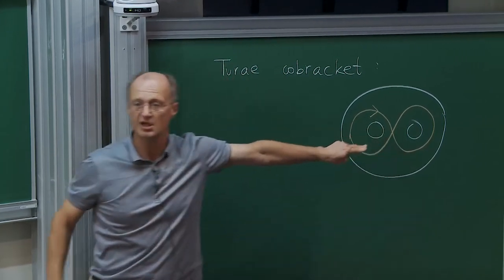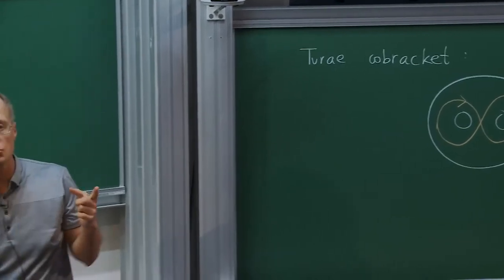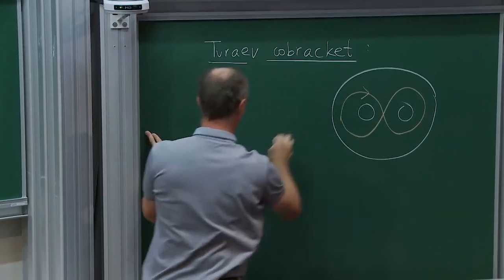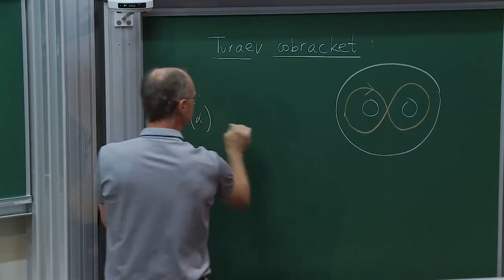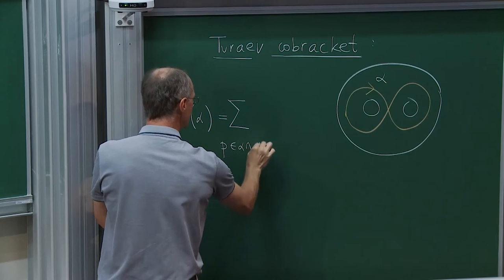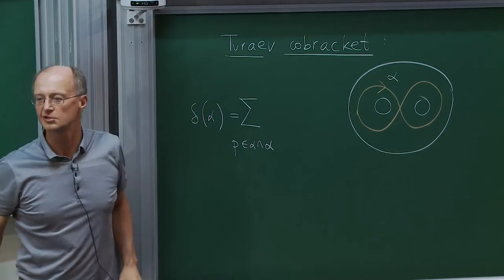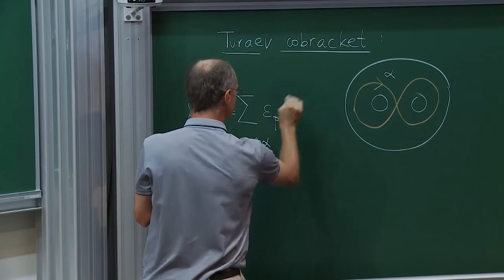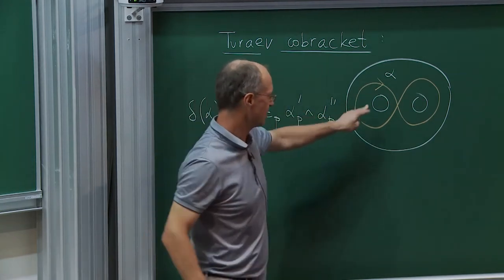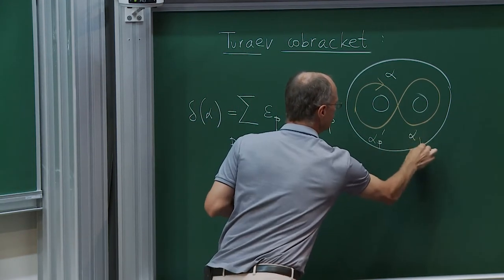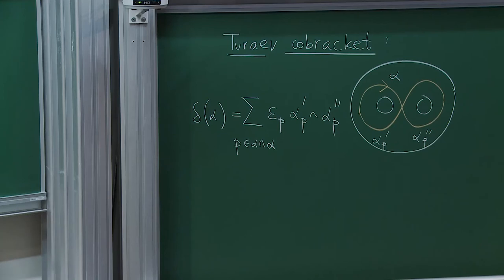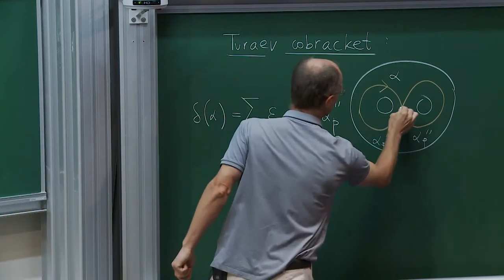And let me arrange again the self-intersections, if there are any, to be transverse and to have only a finite number of them. So delta of, let's call it alpha, delta of alpha will be again a sum over self-intersections. If you don't mind, I will use this funny notation. So again, the sign, and then alpha_p' wedge alpha_p'', where alpha_p' and alpha_p'' are two halves, or two subloops, into which the total loop is split by the intersection point.